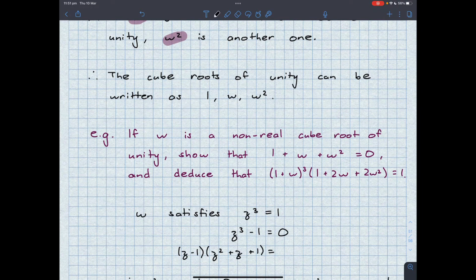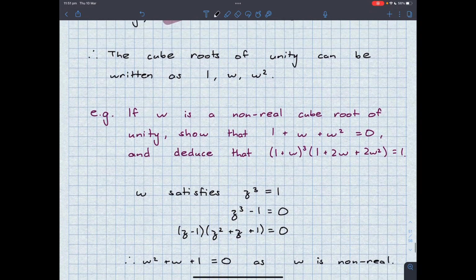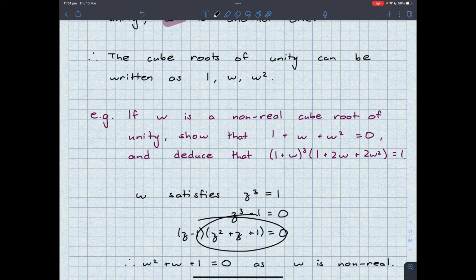Now that means that since w satisfies this equation, because w cubed equals 1, it must satisfy this bottom rewritten equation. So if z squared plus z plus 1 equals 0, using my null factor theorem, then that means w squared plus w plus 1 must equal 0, because we know that the w is not the 1, so it doesn't fit into this first bracket. Okay, that's the first part of the question. Show that 1 plus w squared equals 0.